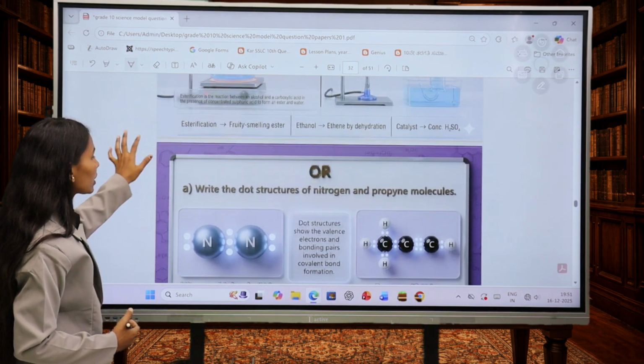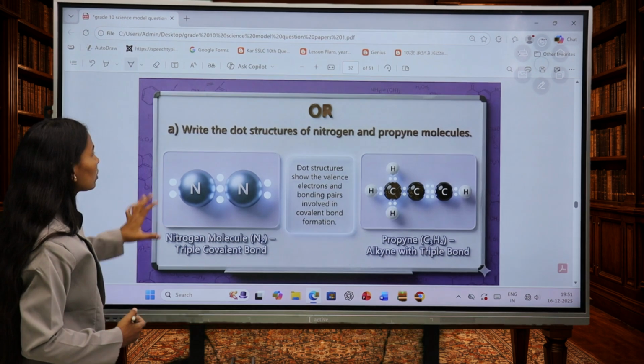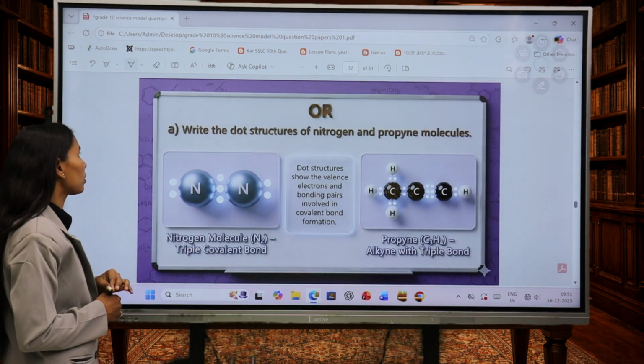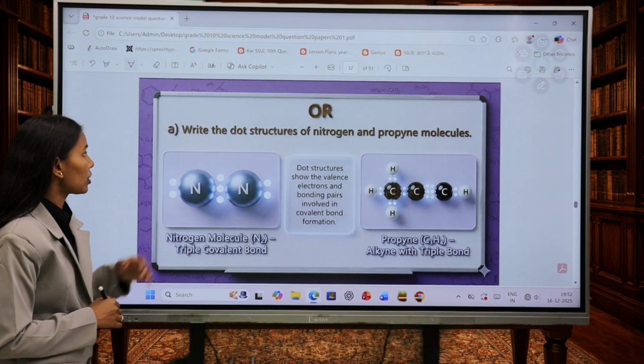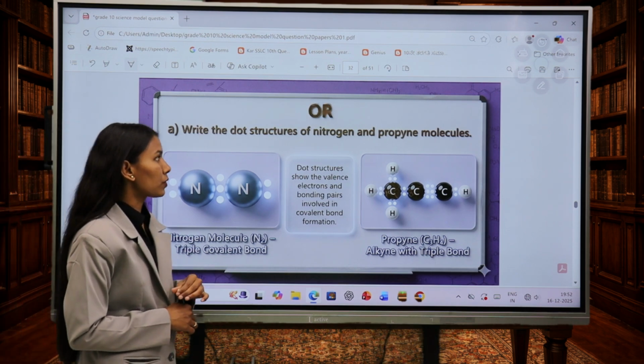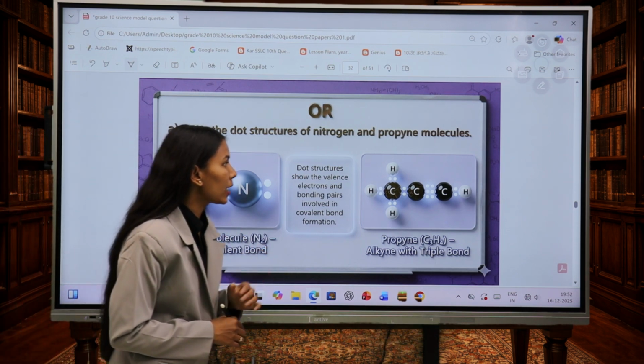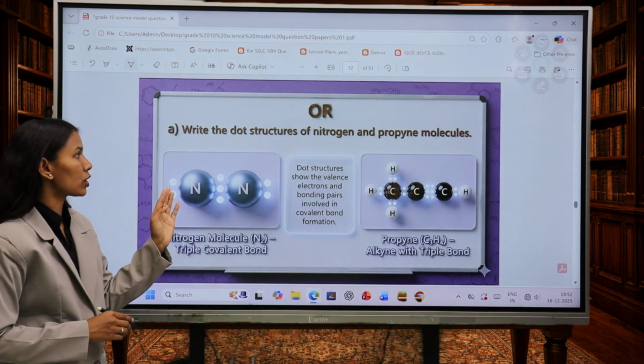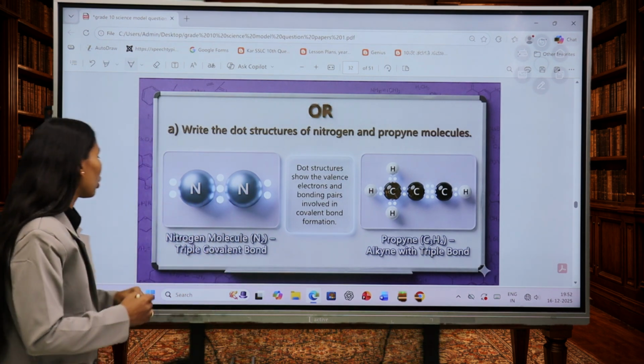So here is our question. Or question of the same question. A question, write the dot structure of nitrogen and propane molecules. Write the dot structure of nitrogen and propane molecules.